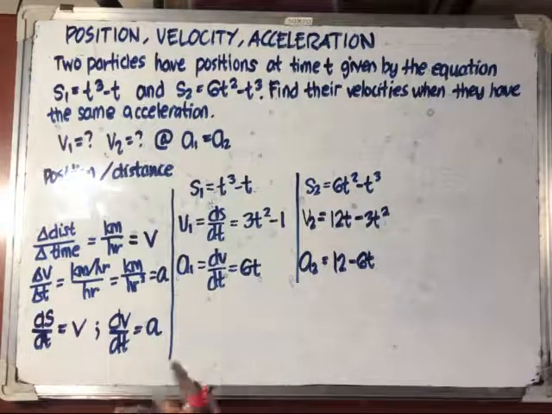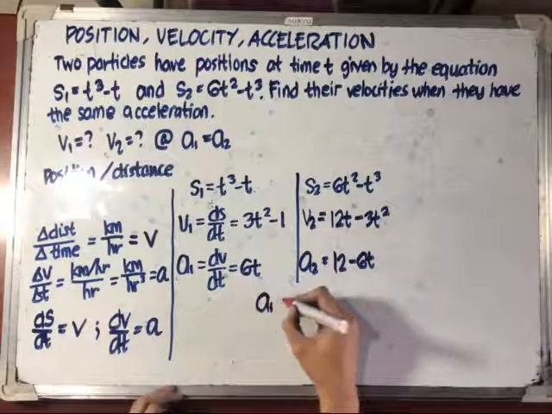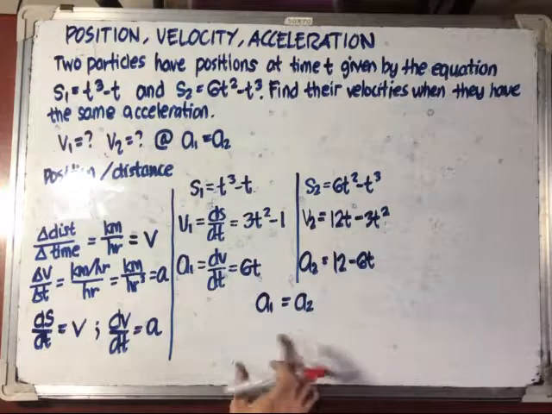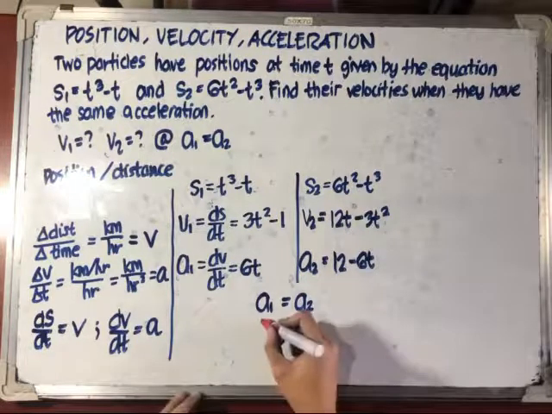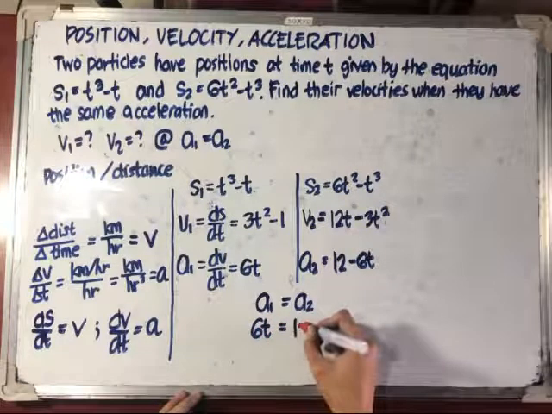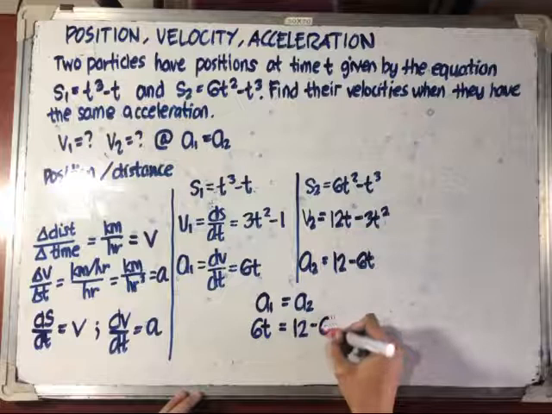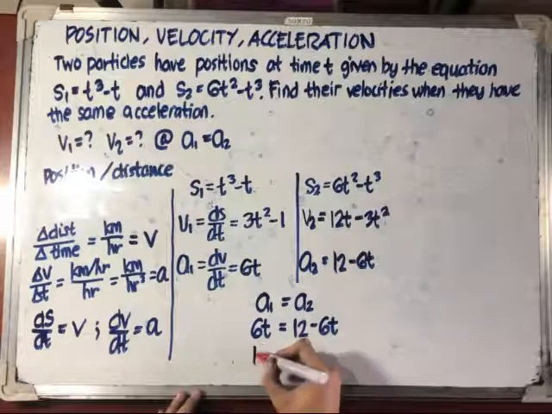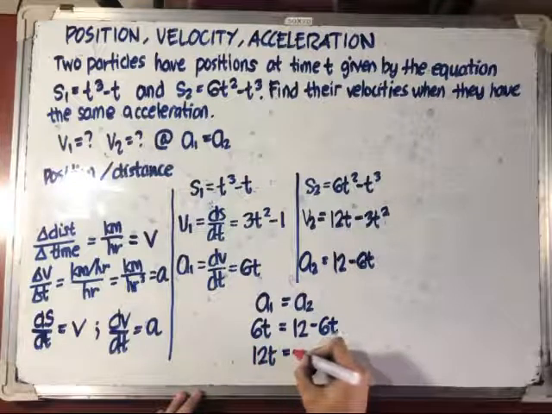Anong sabi ng ating problem? What are the velocities when the acceleration values are the same? So what we need to get is, at what time will their acceleration be the same? So, acceleration ng first particle is 6t. Acceleration ng second particle is 12 minus 6t. Moving this 6t onto the other side would give you 12t. This would be 12.